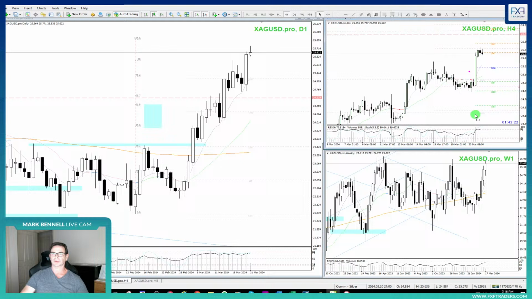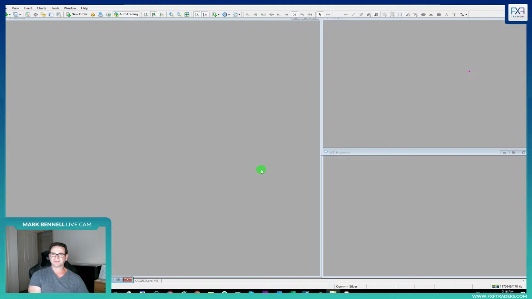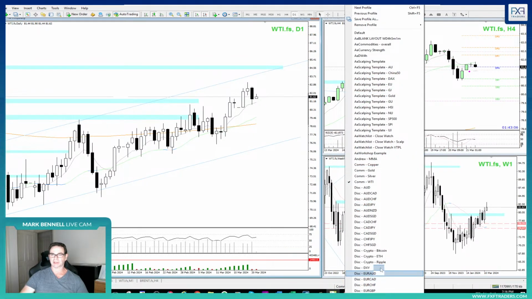Silver. Not quite the same. Same principle though. WTI move from back there would have taken you out somewhere in here. The crypto space.